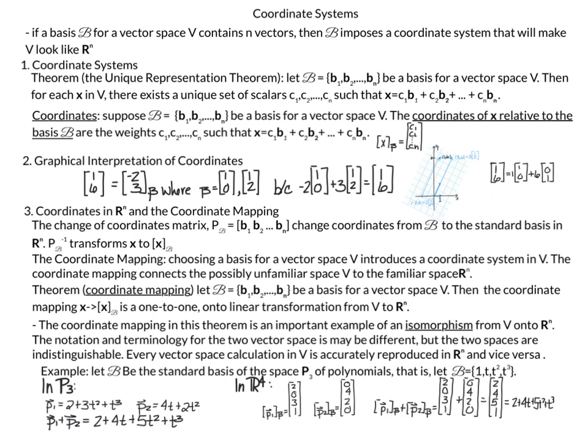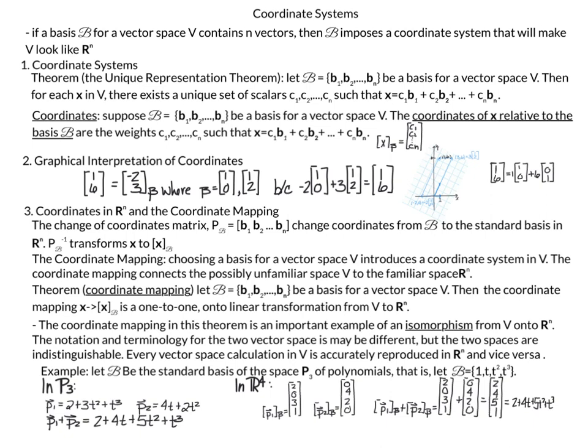We will see that the matrix consisting of the basis vectors will change coordinates from basis B to the standard basis, and then the inverse of this matrix will transform a vector x in the standard basis to a vector in the basis B. And then we have this theorem, the coordinate mapping. If B is a basis for a vector space V, then the coordinate mapping from x to its coordinates [x]_B is a one-to-one linear transformation from V onto Rn.